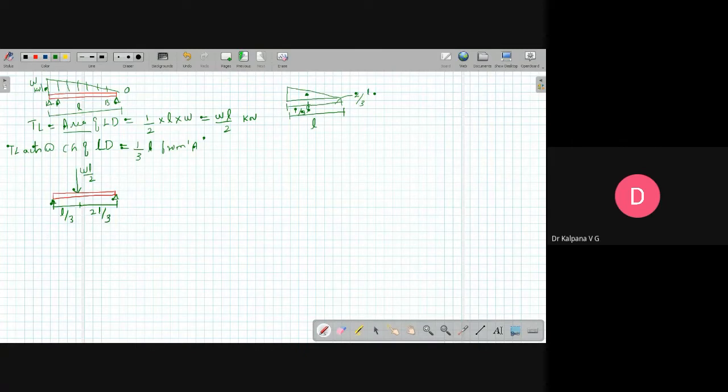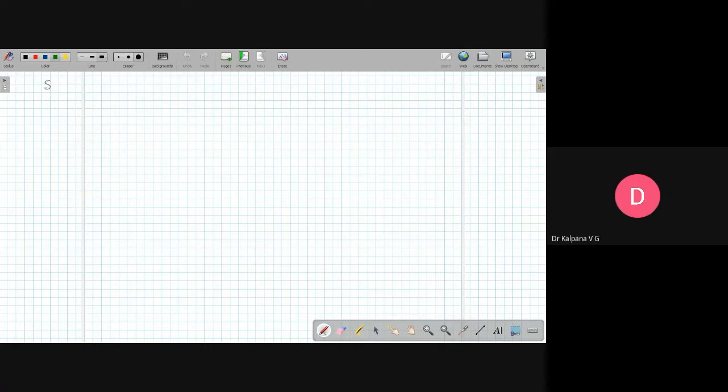Okay, next we'll move on to the next topic, shear force and bending moment. So what does shear force mean? It's the algebraic sum of all the forces to the left or right of the section over a beam.